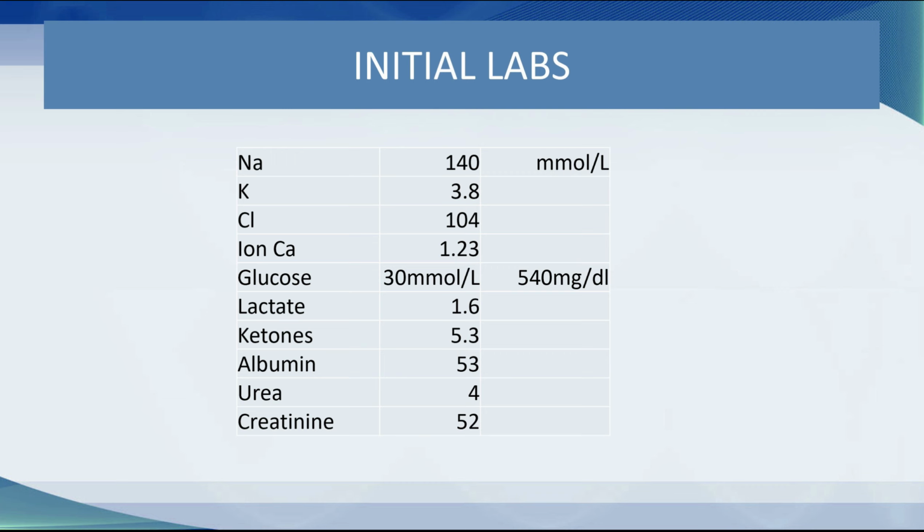These are some of the initial labs. You'll see that her blood glucose was 30 millimoles per litre or 540 milligrams per deciliter. She had a mild lactic acidosis, but the principal cause here was ketones. Her sodium and her chloride at this stage were normal at 140 and 104 millimoles per litre. In this situation, the difference between the sodium and chloride is 34 millimoles per litre.